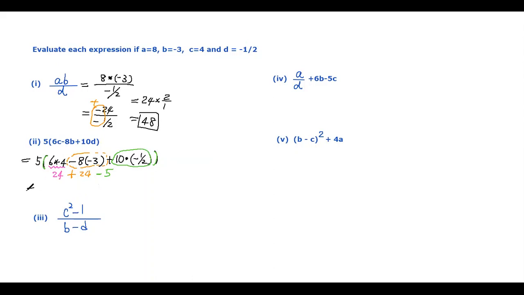Okay, so now I need to do the inside of my parentheses, right? So 24 plus 24 minus 5 is equal to 43, right? So inside the parentheses first, then 5 times 43. So what is that? 215, right? Okay.